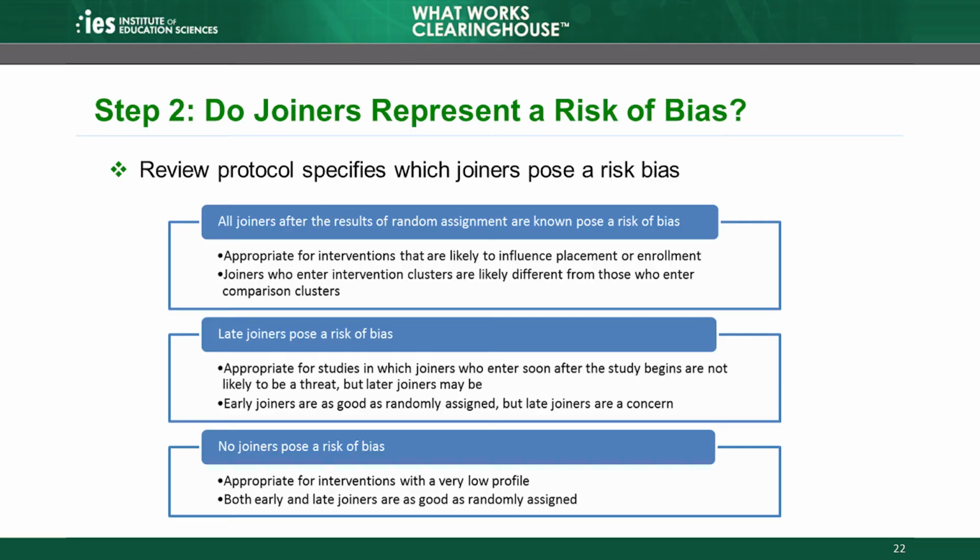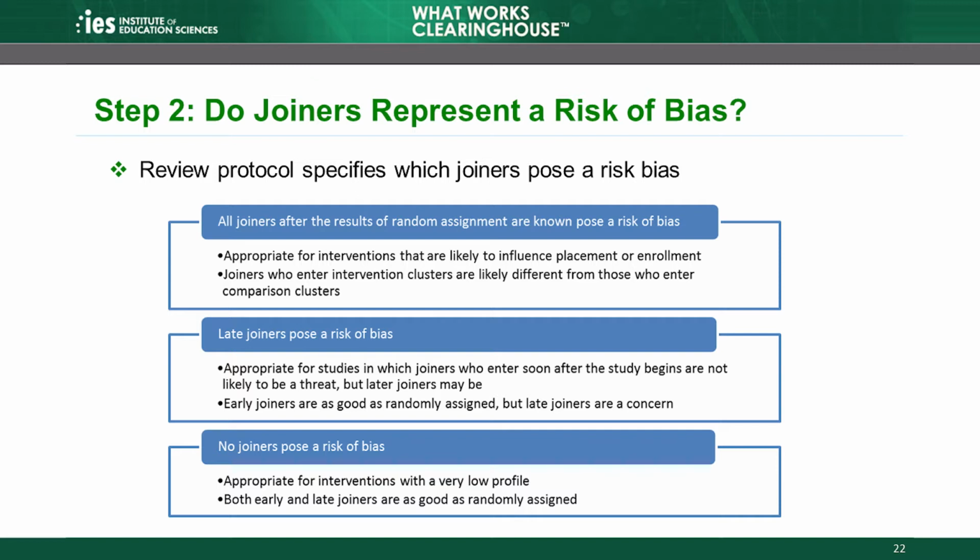This is because the decisions that led to these individuals joining clusters could not have been affected by the intervention. But joining that occurred after random assignment took place could pose a risk of bias. Each review protocol specifies whether there is a risk of bias from all joiners, late joiners, or if no joiners pose a risk of bias.